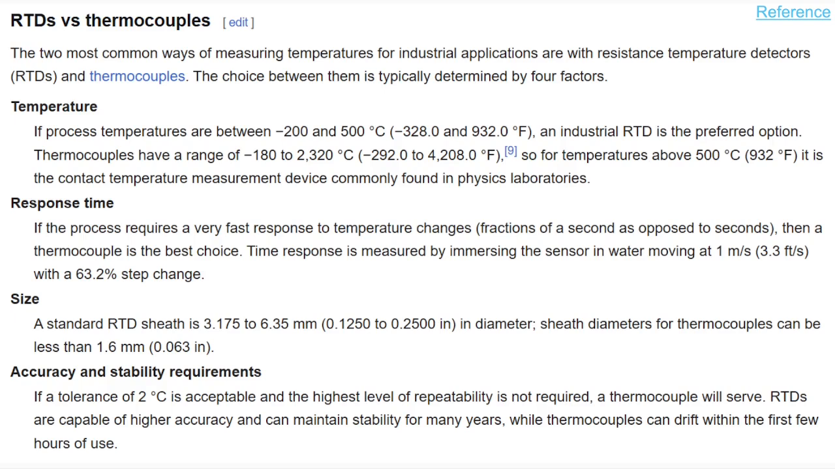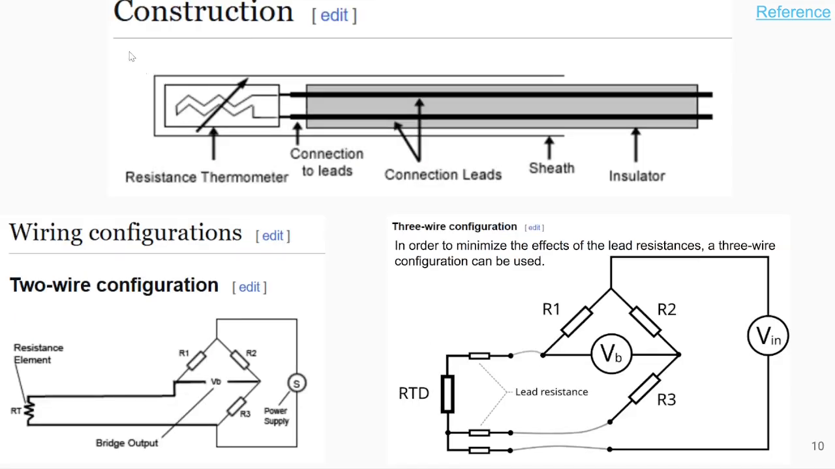Okay, so let's carry on. And this is how the RTDs are constructed, and here's your resistive element. This arrow means varying with respect to temperature, and these are the connection leads coming out. This is your sheath, as you can see here, and this is your insulator around your connection leads, which basically come out and which you use in your circuitry.